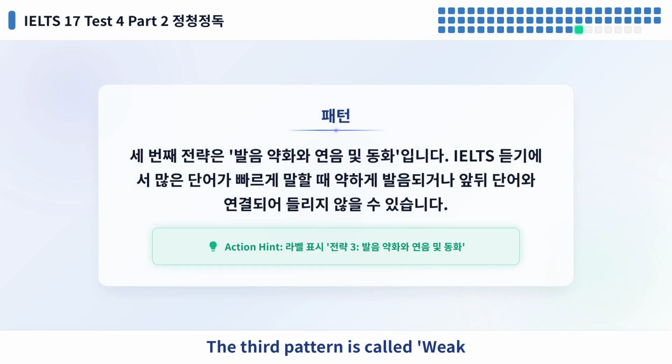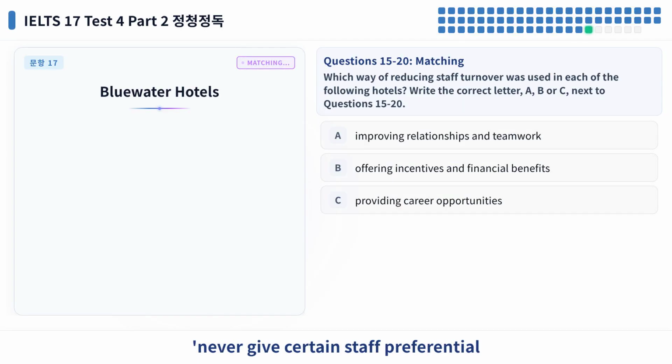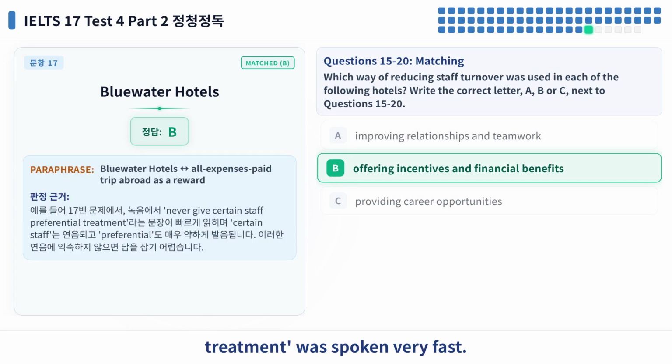The third pattern is called weak pronunciation and connected speech. In IELTS listening, many words are spoken very softly or are linked with the words before and after. This makes them hard to hear clearly. For example, in question 17, the phrase, never give certain staff preferential treatment, was spoken very fast. Certain staff was linked together, and preferential was said softly. If you are not used to this connected speech, it is hard to catch the answer.